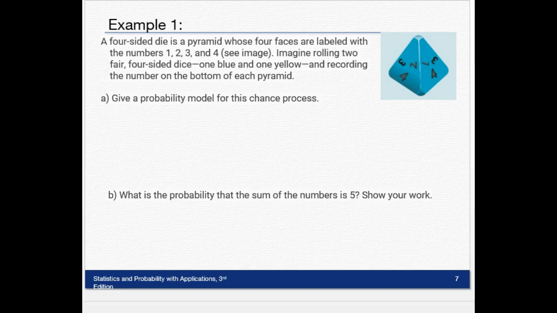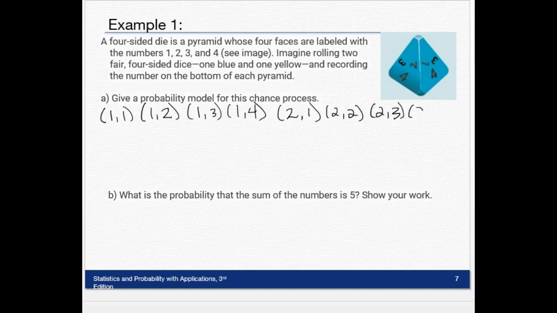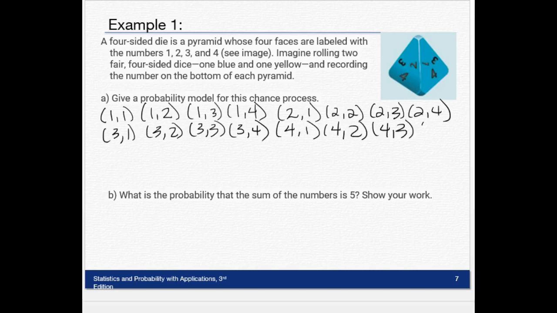So remember, probability model means we list out all the outcomes and their probabilities. All right, so let's think about this. They could both land on 1, 1, 1. One could land on 1, the other one on 2. And then we'll continue with the 1 in the front, 3, 1, and 4. All right, that's 4 possibilities. Then we do the same thing with 2. Then 1, then 2, 2, 2, 3, 2, 4. Then 3, 1, 3, 2, 3, 3, 3, 4. 4, 1, 4, 2, 4, 3, and 4, 4.